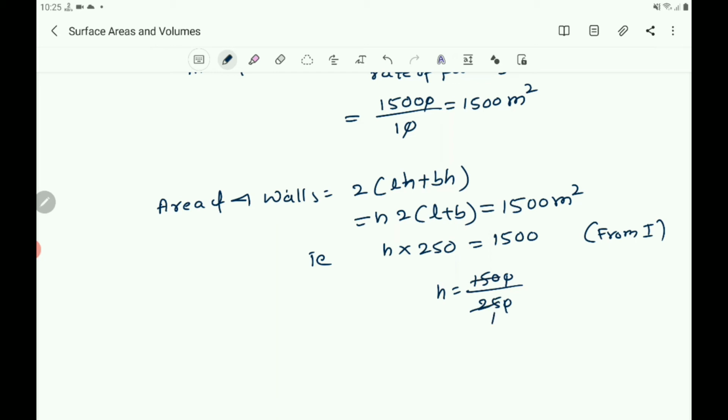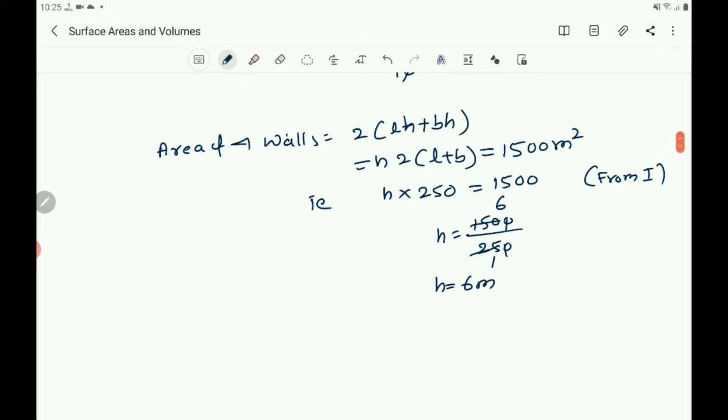25 ones are 25, 6 are. So H equals 6 meter. Hence the height of the hall is 6 meter.